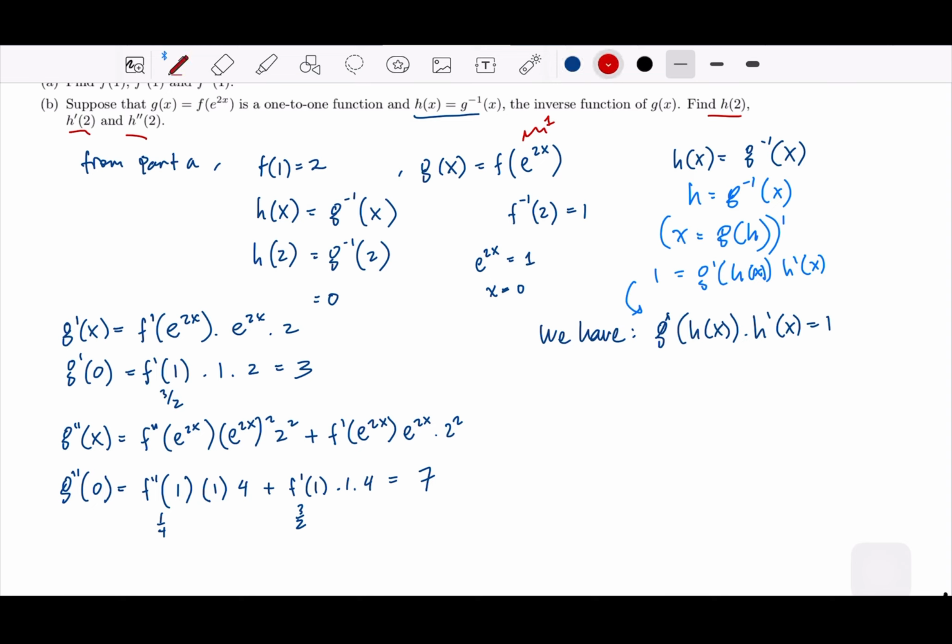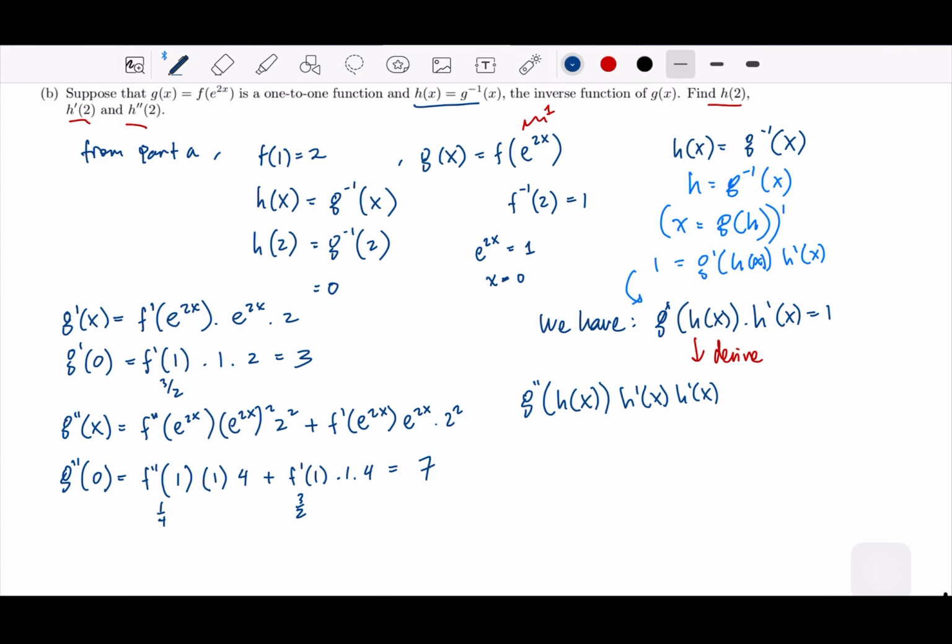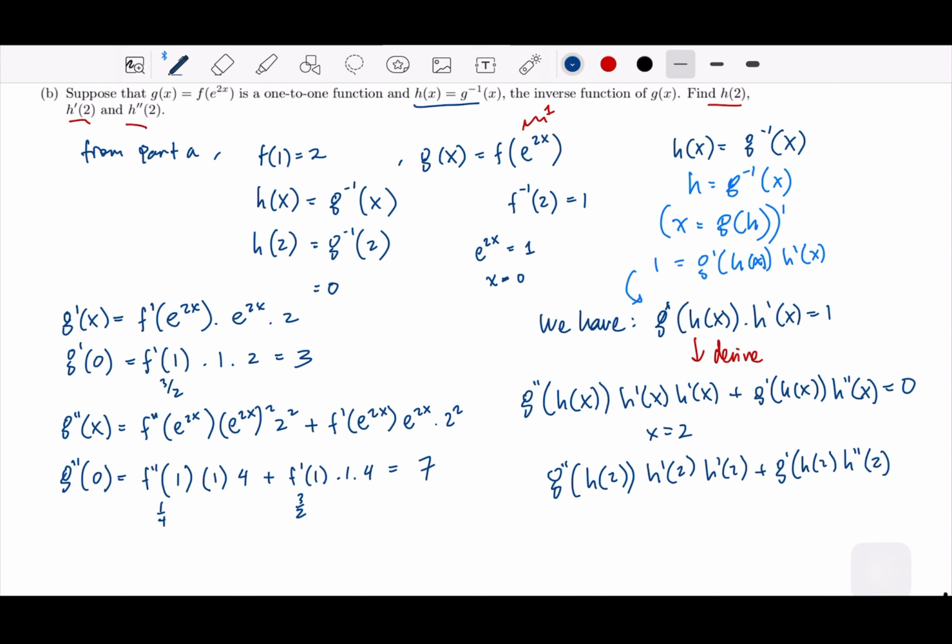And then derive one more, so product rule, derive. It will be g''(h(x)) times h'(x) squared, plus g'(h(x)) times h''(x), and this is equal to 0. Okay, let's take x equal to 2, so this will be g''(h(2)) h'(2) squared, plus g'(h(2)) h''(2) equal to 0.